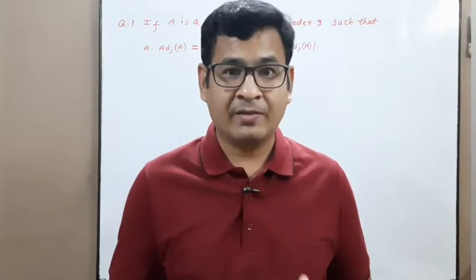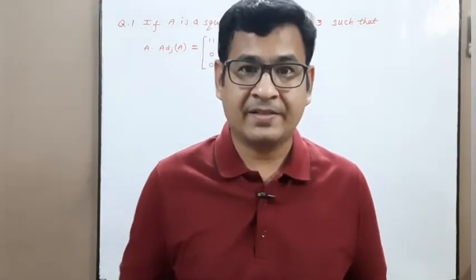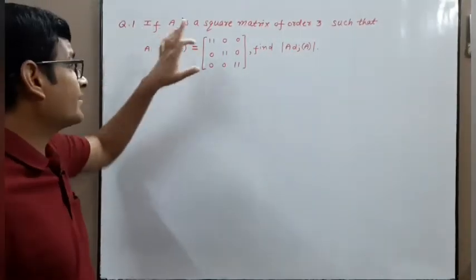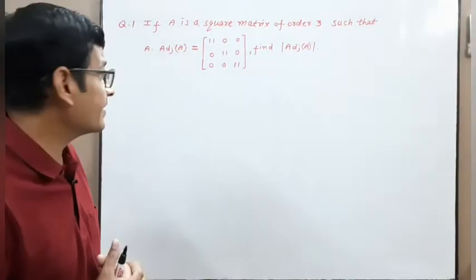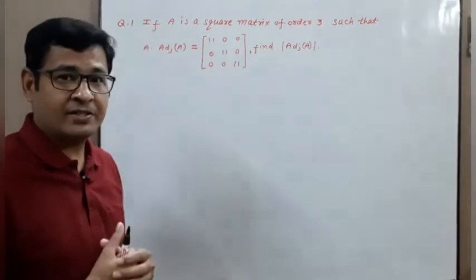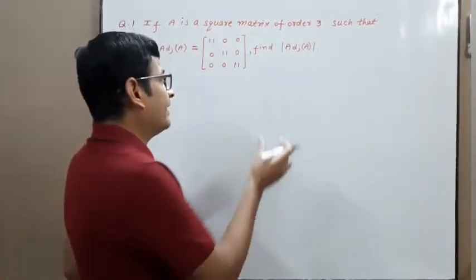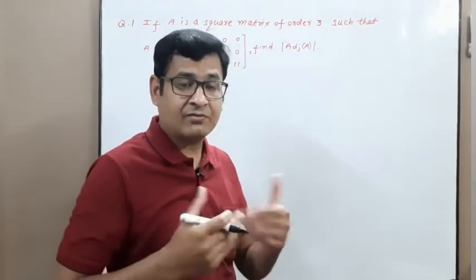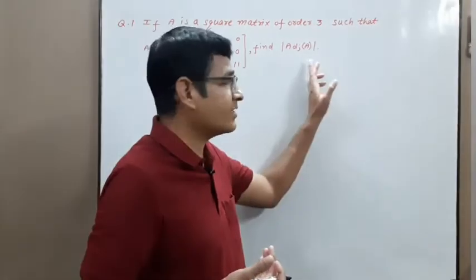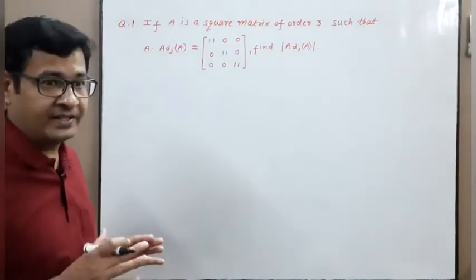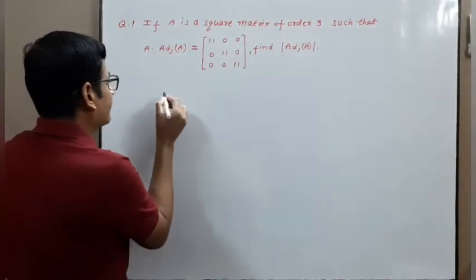Hello students, today we are going to discuss extra problems based on matrices and determinants. Question number 1. If A is a square matrix of order 3 such that A into adjoint A equal to this, find determinant of adjoint A. तो पहले दिमाग में आना चाहिए what is adjoint A. Determinant of adjoint A is equal to determinant A raised to the power n minus 1, where A is a square matrix of order n. So first we have to calculate determinant A from this equation.